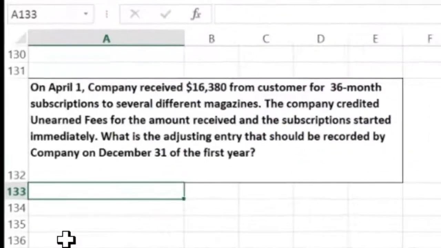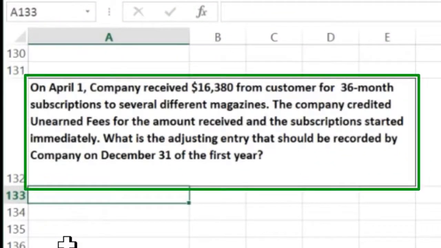Next one says that on April 1st, the company received $16,380 from the customer for a 36-month subscription to several different magazines.